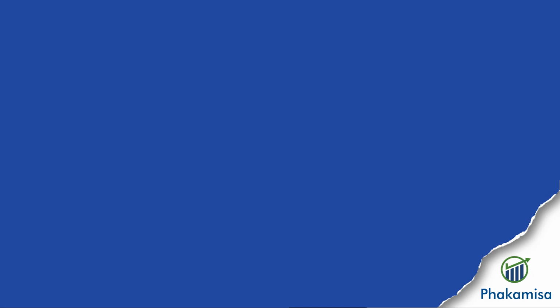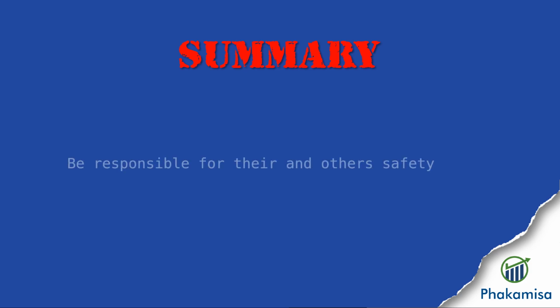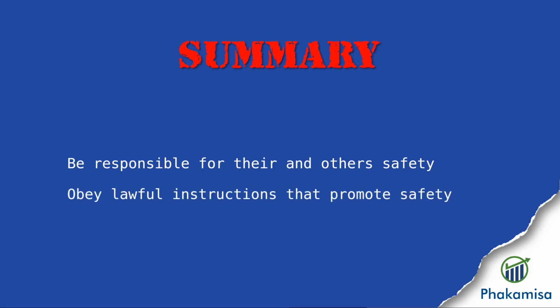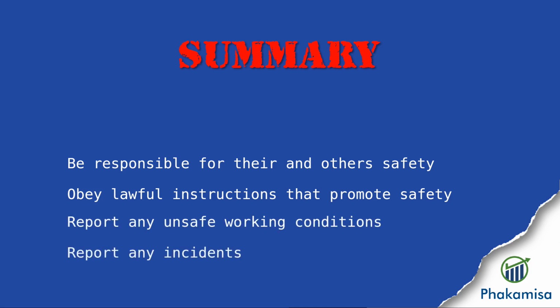That brings us to the end of the employee's obligations in terms of the Occupational Health and Safety Act. So it's a lot more simple than the obligations faced by employers. So let's just summarize what an employee's responsibilities are under the law. The first is they need to be responsible for their and others' safety. They need to obey lawful instructions that promote safety, report any unsafe working conditions, and report any incidents where they get injured as soon as possible.